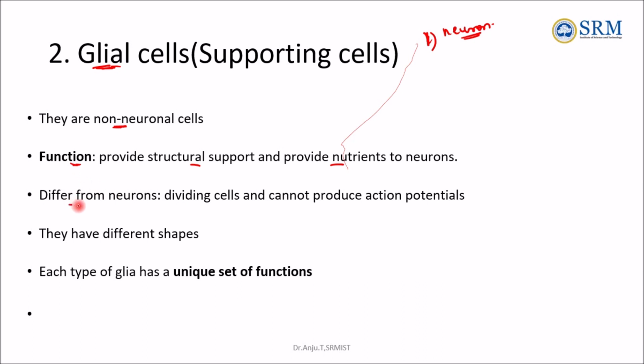And they also differ from neurons in other ways, like dividing. In the case of neuron cells, they are not dividing, but in the case of the glial cells, they are dividing cells. Another way is they cannot transfer information, so they cannot produce action potentials. They are found in different shapes. And there are different types of neurons here, and each neuron has a specific function being performed.